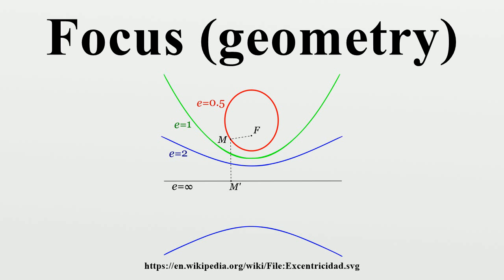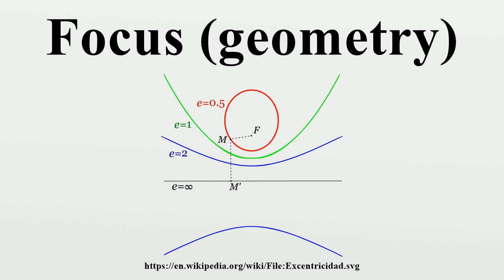Defining conics in terms of a focus and a directrix. It is also possible to describe all the conic sections in terms of a single focus and a single directrix, which is a given line not containing the focus. A conic is defined as the locus of points for each of which the distance to the focus divided by the distance to the directrix is a fixed positive constant, called the eccentricity.